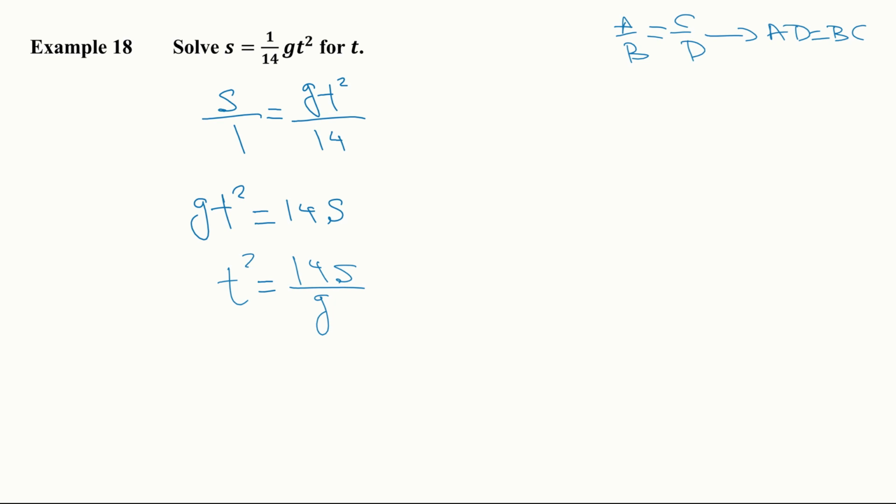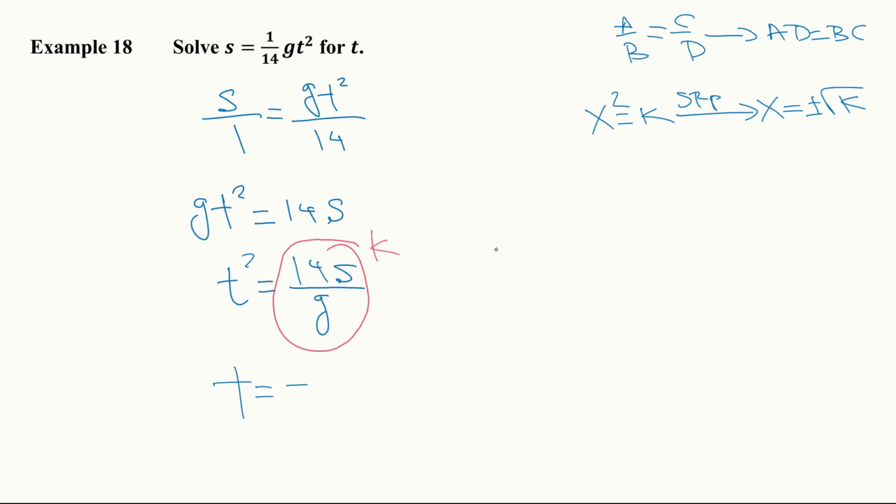So now we're ready, because we have something of the form x squared equals k. Does that look familiar? What does the square root property tell us? It tells us that x has to be plus or minus the square root of k, right? So you can imagine this whole thing as being your k. So you end up with t equals plus or minus the square root of 14s over g.